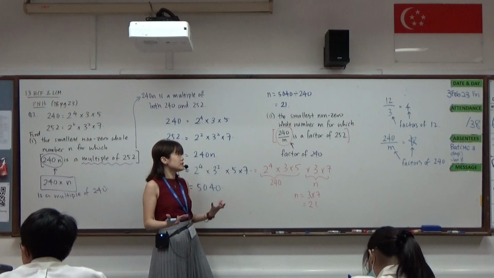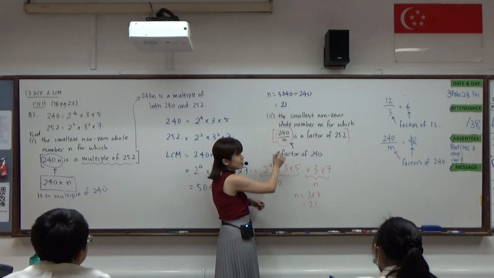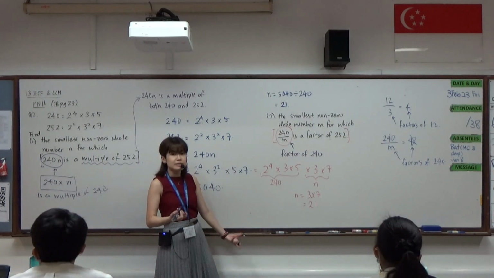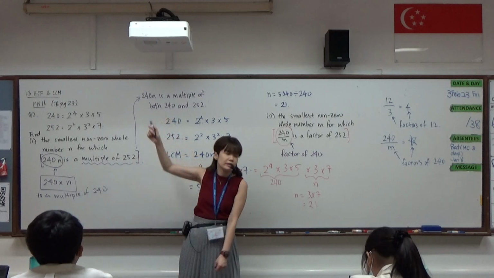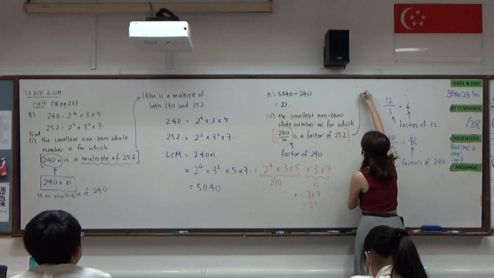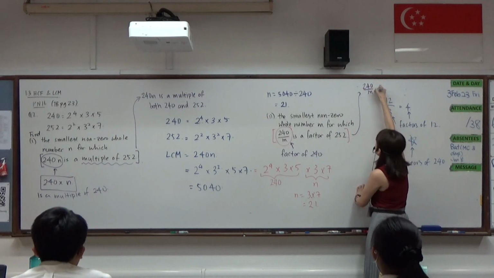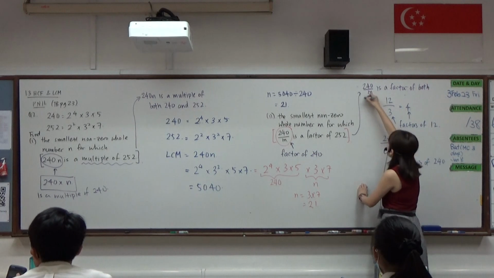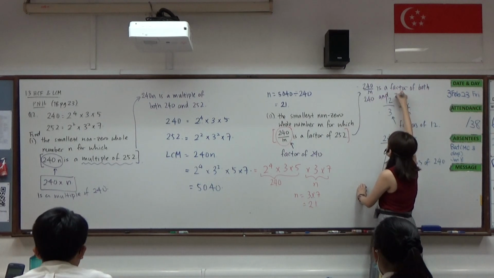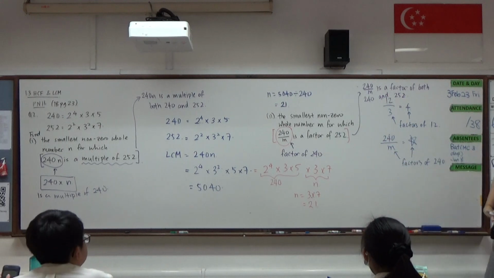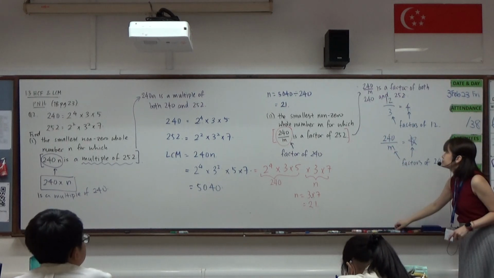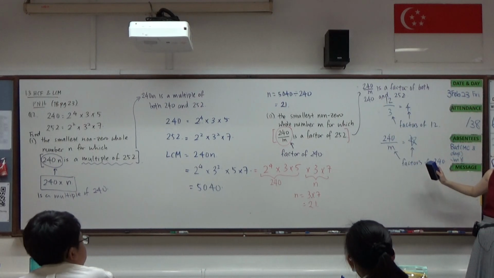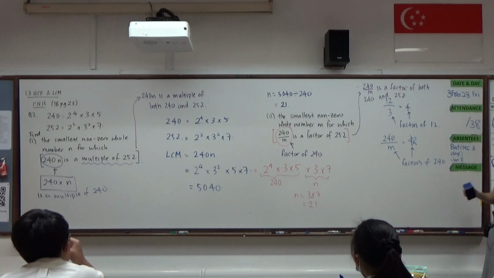The question also says that the entire number itself is a factor of 252. So if I want to write a similar statement here, I will say that 240 over m is a factor of both 240 and 252. I erase this part. This is just for me to help you get the idea. But any questions?